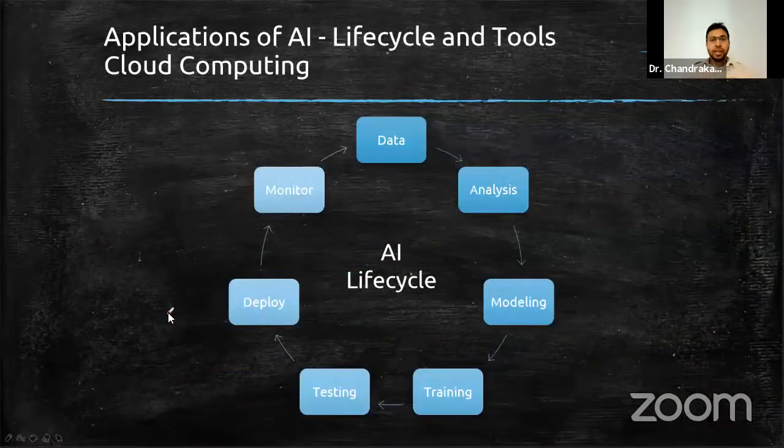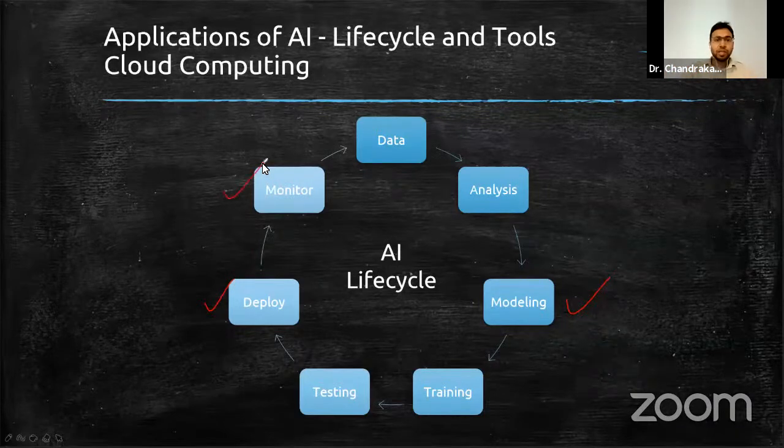The general life cycle of AI, or any AI development, looks like this. We have data, we analyze data, we model the AI algorithms, let's say like a deep learning algorithm. Then we train them, test them, and deploy. Deploy is something where, for example, in the cloud, we do all this testing and training, and then we deploy models so that they can be used afterwards.